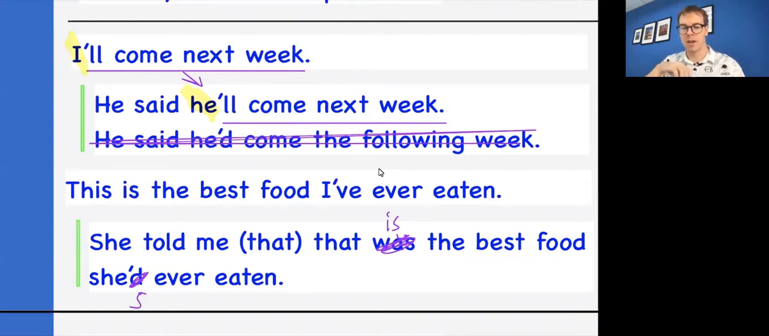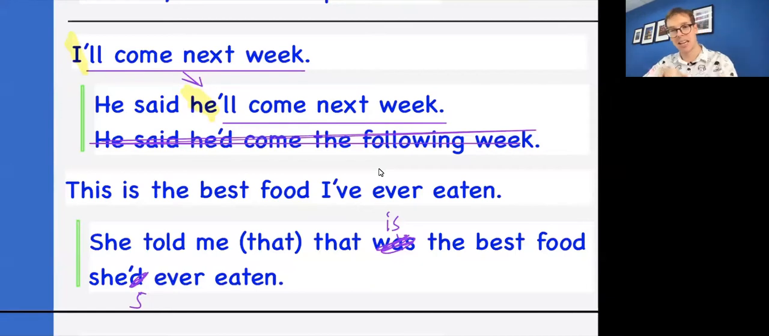This is the best food I've ever eaten. She told me that this is the best food she's ever eaten, right? Maybe we're still at the restaurant, or maybe this was told to me recently, yesterday, right? She told me it's the best food she's ever eaten, right? If the situation hasn't changed, I'm very, very sure that it's like a fact. I know it's still true.